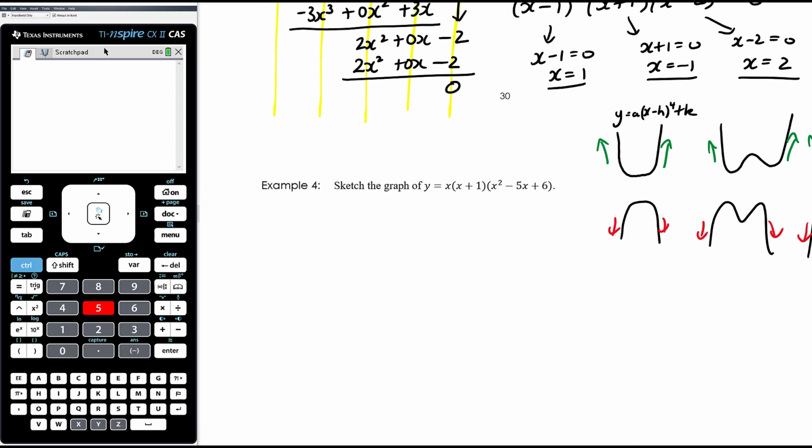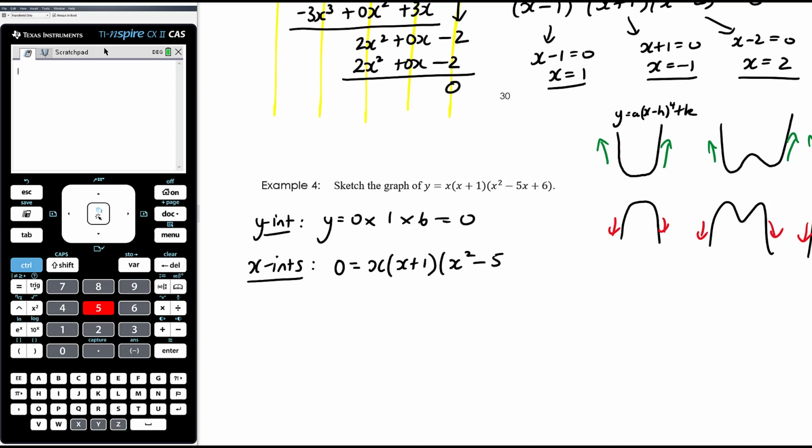So y equals x times x plus 1 times x squared minus 5x plus 6. Alright, let's think about our y-intercept, which is letting x equal 0. And this x out the front gives us a big hint there. So we're going to get 0 times 1 times 6, so it's just going to be 0. Our x-intercepts, we let y equal 0. So we want to factorise. This is factorised. It's actually not fully factorised. This last quadratic factor can be factorised further. So let's do that. Factors of 6 that add up to negative 5: x minus 2 and x minus 3.